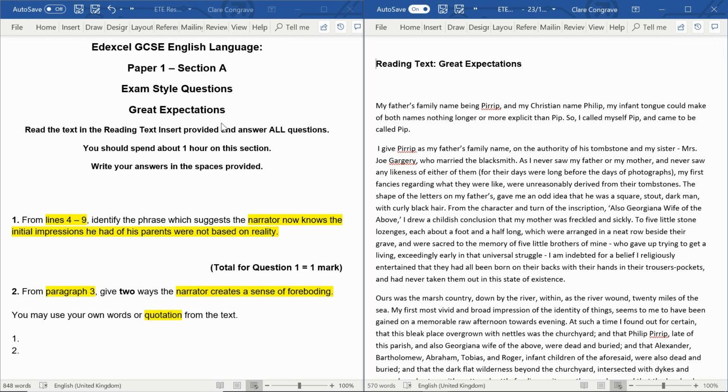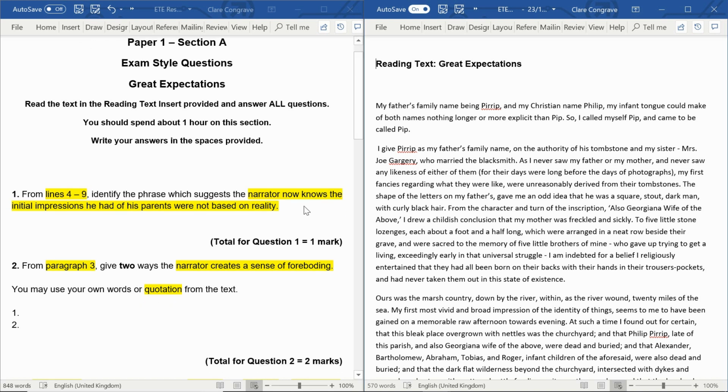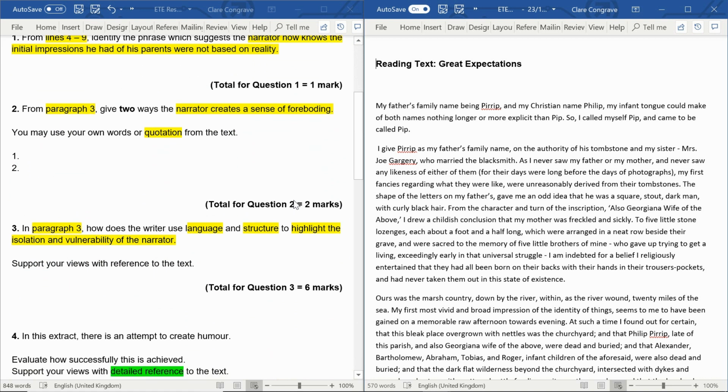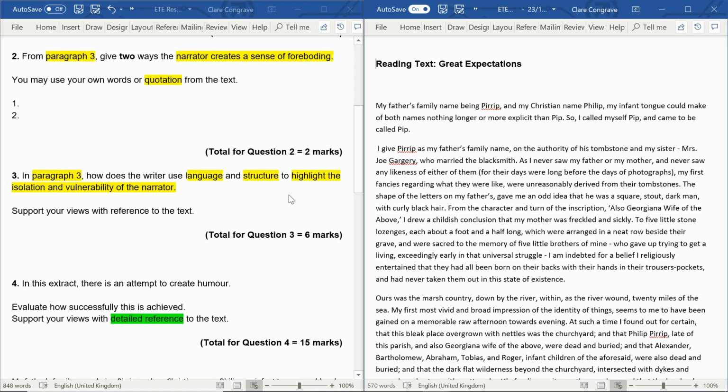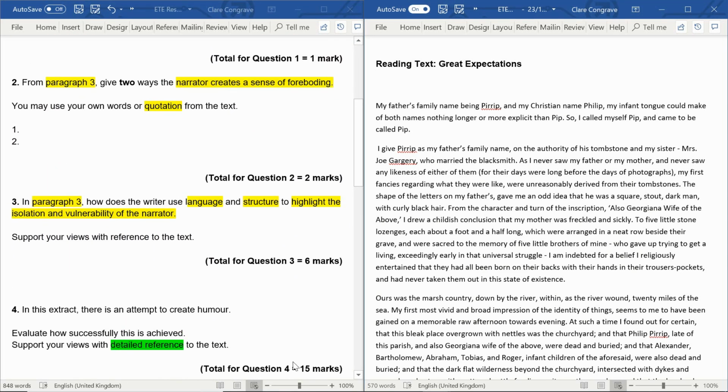I'm ET Tutor and this is another revision video for Edexcel GCSE English language students, and we're looking at Section A, Question 4. So the dreaded Question 4. Now this one obviously is longer, it's worth 15 marks, so it's really important that you know in advance how you plan to approach it.